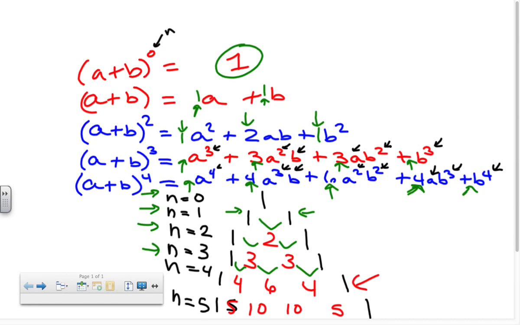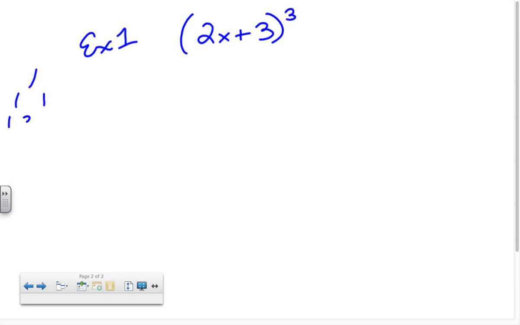All right. So let's do 2 examples. All right. So example 1. We have this here, 2x plus 3 to the 3rd power. All right. Now I'm going to write a mini Pascal's triangle here so that I have it. Alright, so all I need is 3, right? This is n equals 0, n equals 1, 2, and 3. Okay, so I'm going to go ahead and expand this using what I know about binomial expansion.